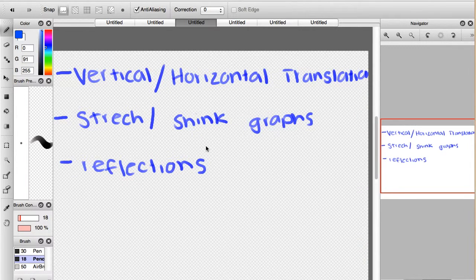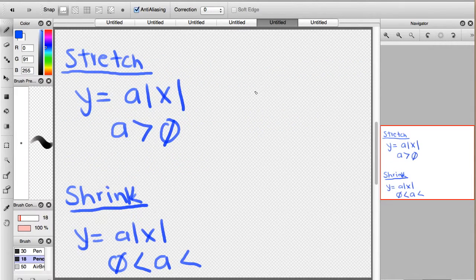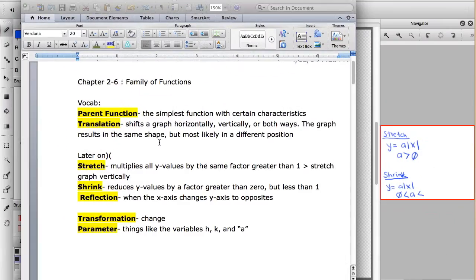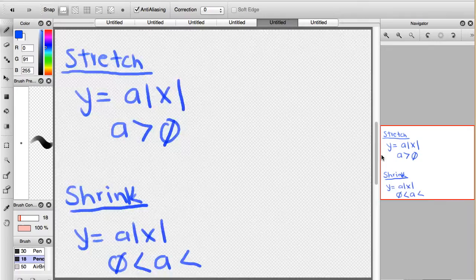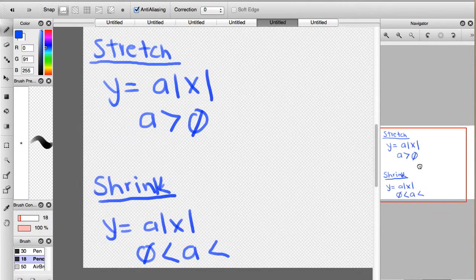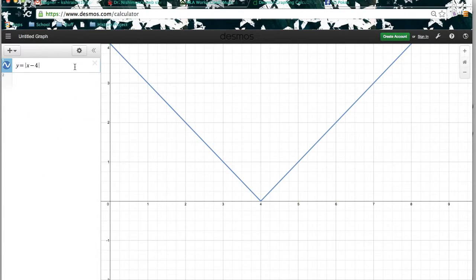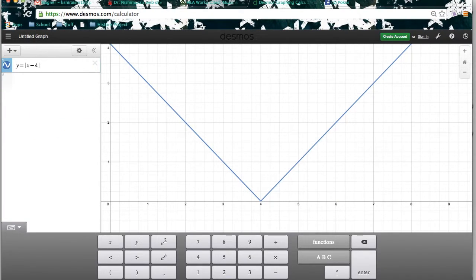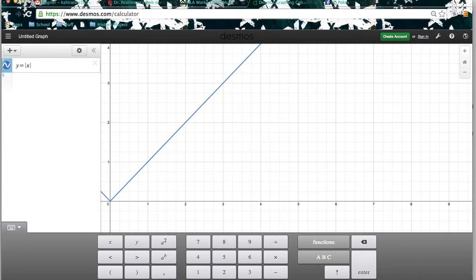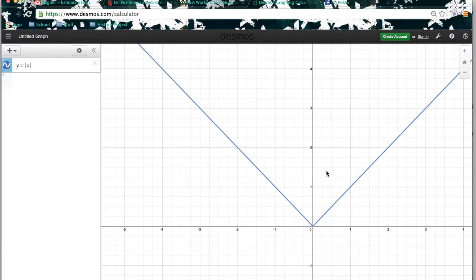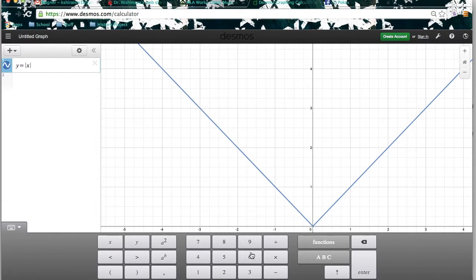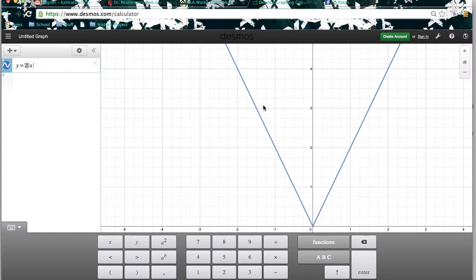Okay, now we're going to work on a shrink and a stretch. Shrinking and stretching are different. Let's keep the parent function, like always, simple. Then let's put 2 over here. Notice how the graph got thinner. Right now we are stretching it.